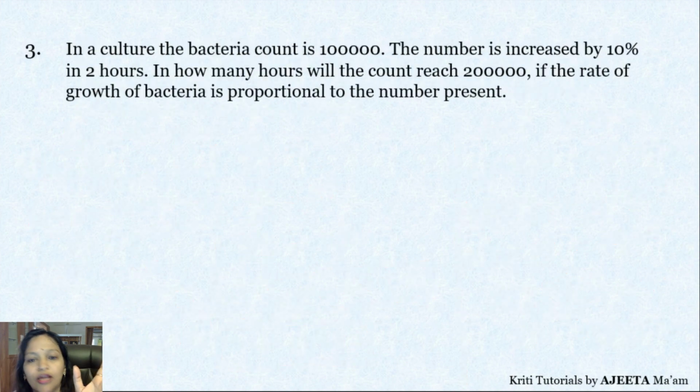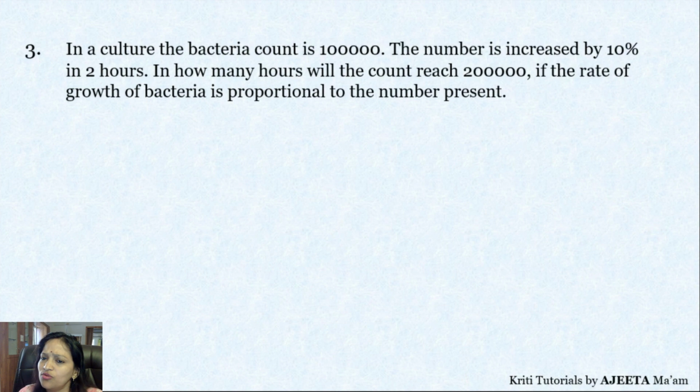Nothing has been given to us, so we will leave the answer in log. In a culture, the bacteria count is 1 lakh. The number is increased by 10% in 2 hours. In how many hours will the count reach 2 lakh, if the rate of growth of bacteria is proportional to the number present?